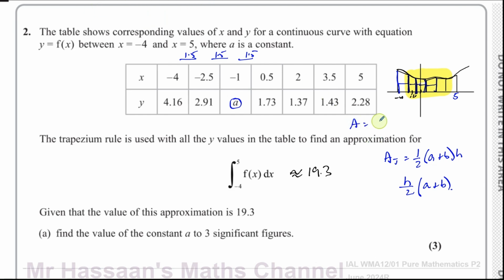You have the area is h over 2 times, and you call this y1, and you've got yn, the last one. These two are used once, and then you have plus 2 times y2 plus y3 all the way to yn minus 1. So basically, all of the ones on the inside, from the second one to the one before the last, are used twice, but the first and the last are used just once. So this is a formula which you have in the formula sheet anyway, but you don't really need to use it if you understand this very carefully.